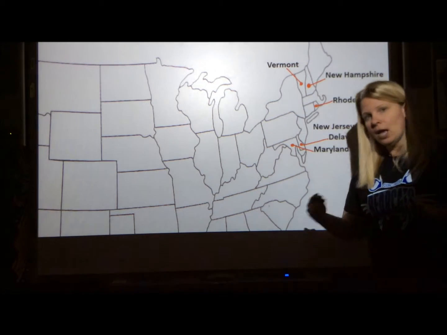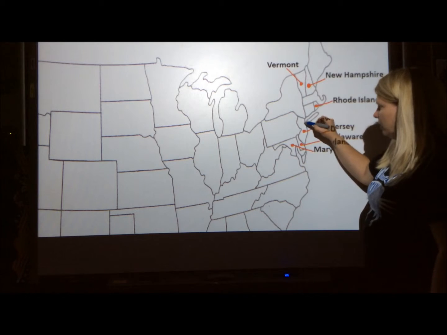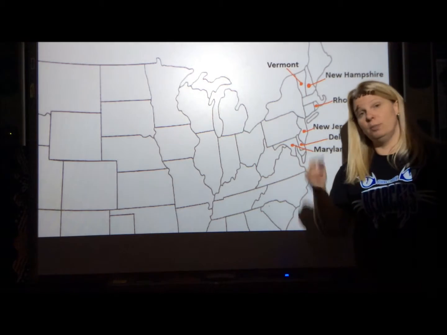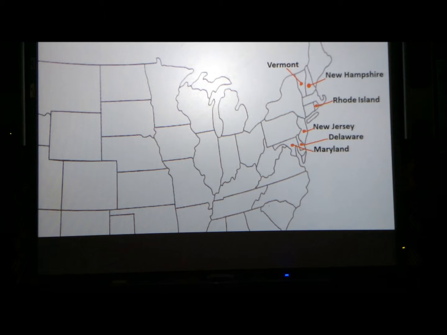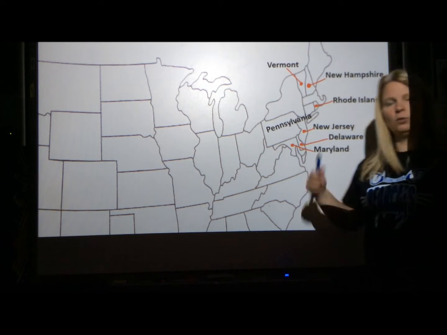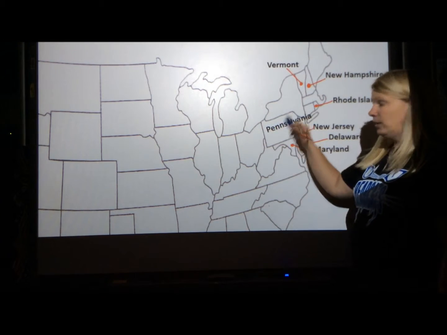New Jersey, another small one, right here. This right here is New Jersey. Make sure you put your dot in your line and write New Jersey. All right, one that's big enough to fit in there. Pennsylvania. You should be able to fit all of yours in there.